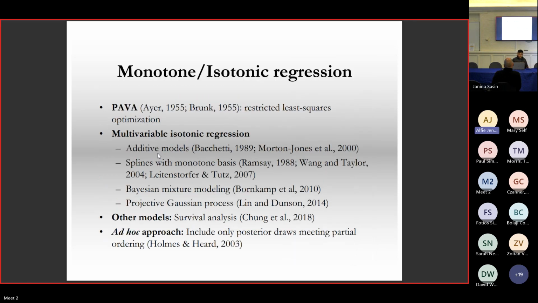Isotonic regression, or monotonic regression, has a long history starting in 1955. Many of you haven't been born yet, I suppose. Oh, I wasn't born yet either, so I think we included. It started with the simple pool adjacent violators algorithm, and it was a univariate problem, dealing with just one feature, one variable. In recent years, there's been steady growth in dealing with isotonic regression with multiple features, multiple inputs.